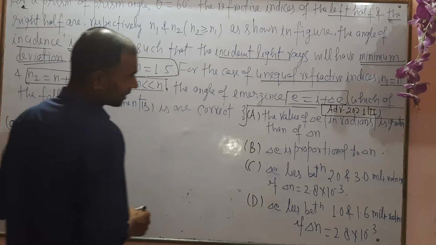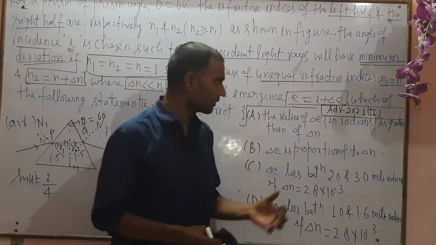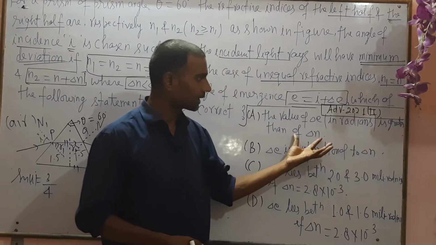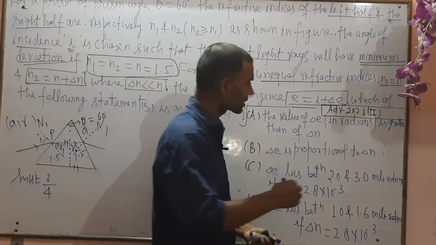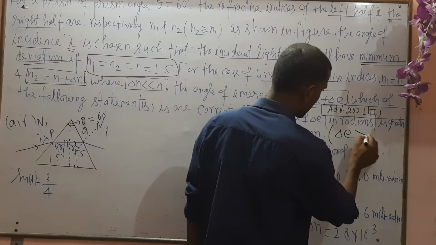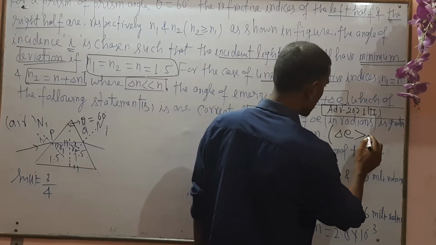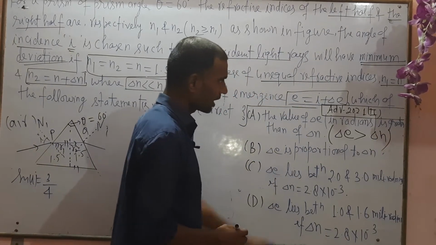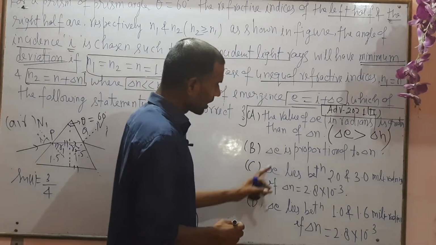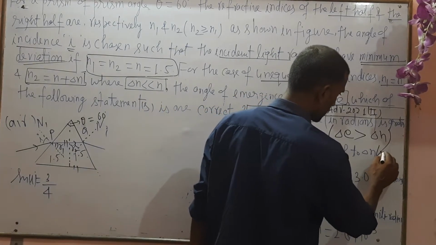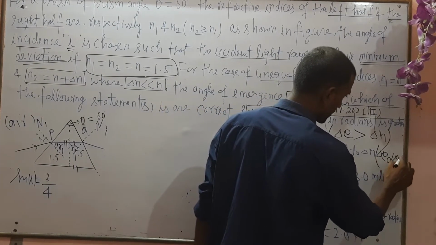is/are correct? The first statement: the value of delta e in radians is greater than delta n. In short, you can say delta e is greater than delta n. Okay, the first condition is this, and this is in radians. Also, delta e is proportional to delta n.